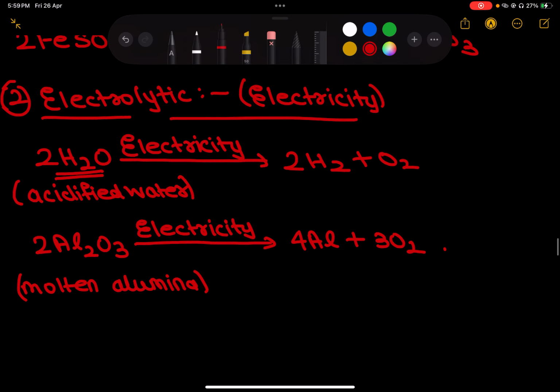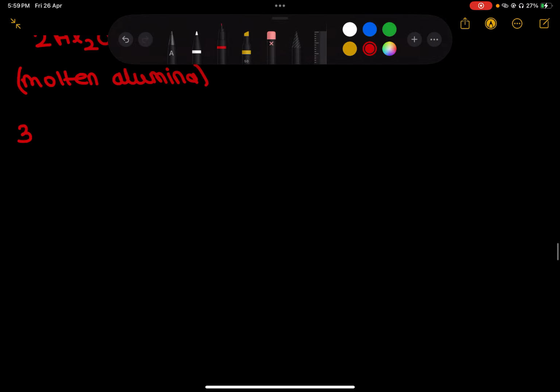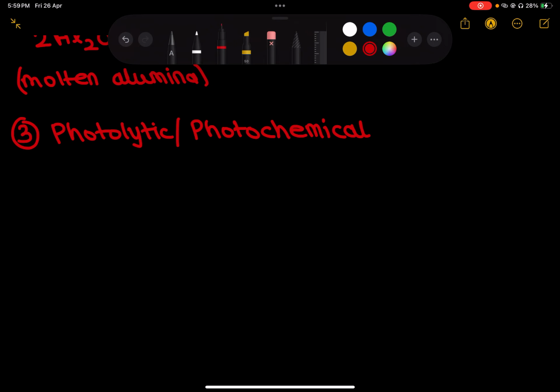Anyways, moving forward, the third type is photolytic, also known as photochemical decomposition reaction. Now, what does this mean? Well, you might have heard of the term photosynthesis, right? In photosynthesis, photo means sunlight. Sunlight is necessary for photosynthesis. Everybody knows this. So here also, photochemical is associated with sunlight. So the reaction requires sunlight to take place.